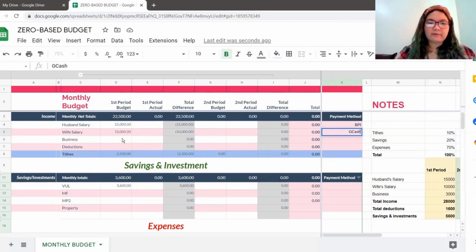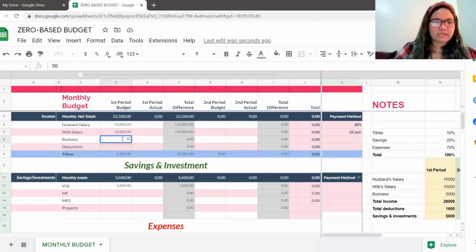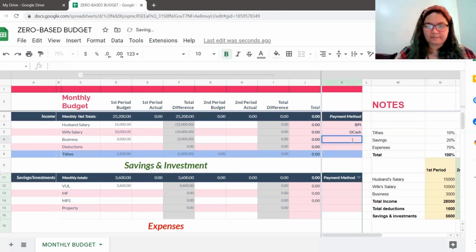And then from the business, which is 3,000 yung ginagamit nila, let's say from PayMaya. Online shop niya ito, PayMaya. Doon yung source or maybe sa bank account. This is just an example. So if i-total natin lahat yung income, ang total nito ay 28,000 pesos.